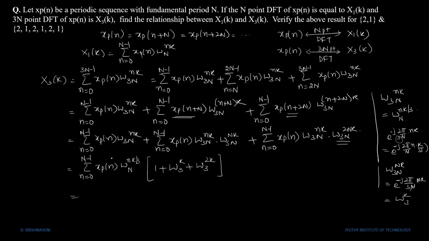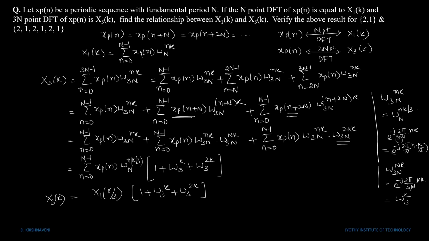Now if I compare this summation with the summation which gives us X_1 of k, everything is same except here k is there, here k by 3 is there. So this summation x_1 of n W_N to the power of nk by 3 is equal to X_1 of k by 3. So instead of X_1 of k, because k by 3 is there, we will write X_1 of k by 3, into 1 plus W_3 to the power of k plus W_3 to the power of 2k. So this is the relationship between X_3 of k and X_1 of k.